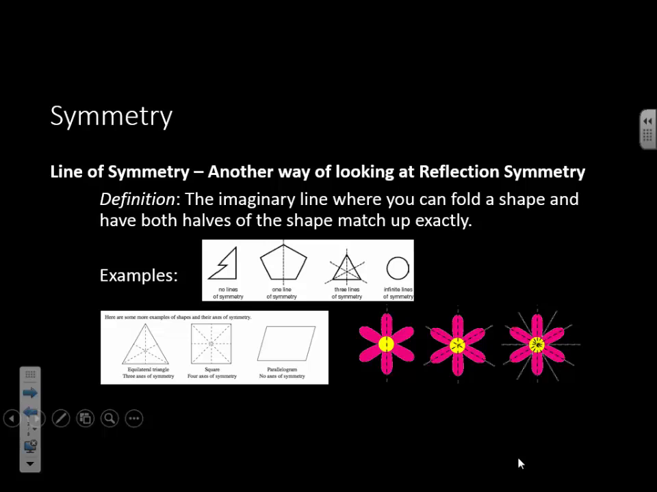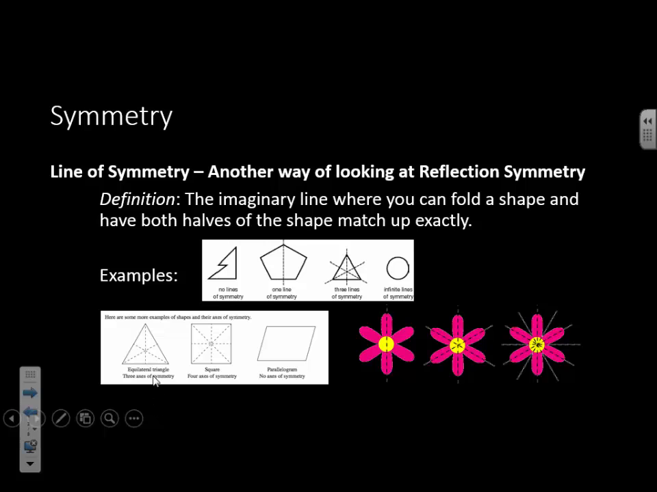So here's lots of examples here. The first one over here that I wanted to point out has no lines of symmetry, and you can tell why it doesn't is because it doesn't look the same on both sides. All right, here is a pentagon that has one line of symmetry. If we fold this shape in half, it's going to be symmetrical. Okay, now what's cool about a circle is that we could fold it lots and lots of different ways, and a circle is known to have an infinite number of lines of symmetry.